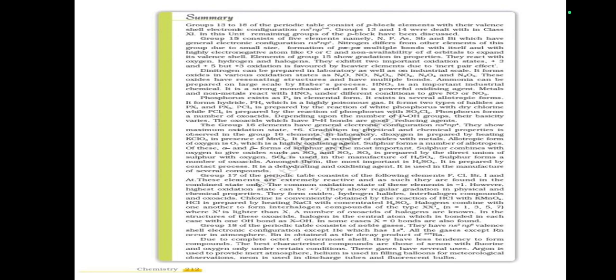Group 18 of the periodic table consists of noble gases. They have ns2 np6 valence shell electron configuration, except helium which has 1s2. All the gases except Rn occur in the atmosphere. Rn is obtained as the decay product of Ra. Due to the complete octet of the outermost shell, they have less tendency to form compounds. The best characterized compounds are those of xenon with fluorine and oxygen only, under certain conditions.